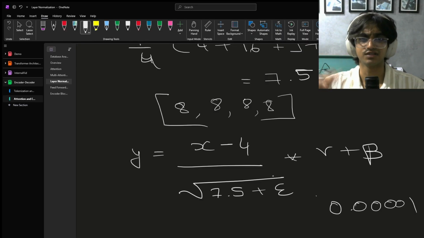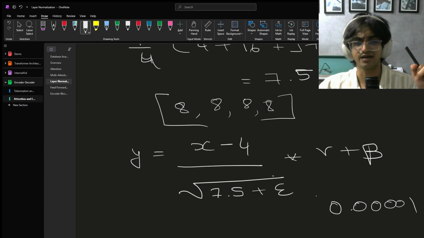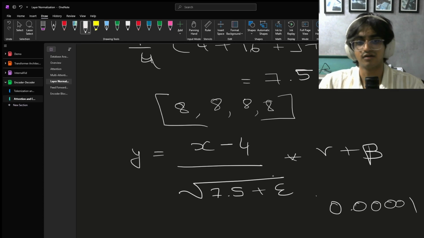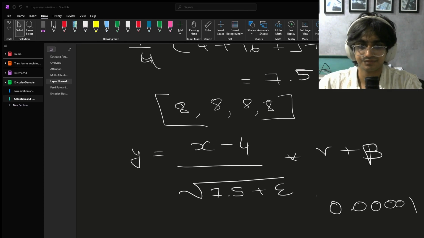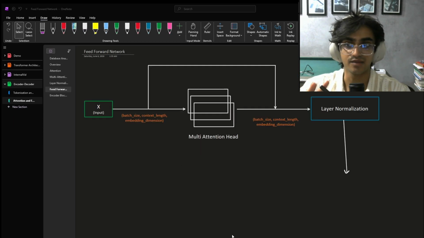I'm not going to show you the code for this one. I'm just going to show you the direct code when we get into encoders. But yeah, let's move on to the feed forward part of an encoder. All right, now we're reaching the end game.